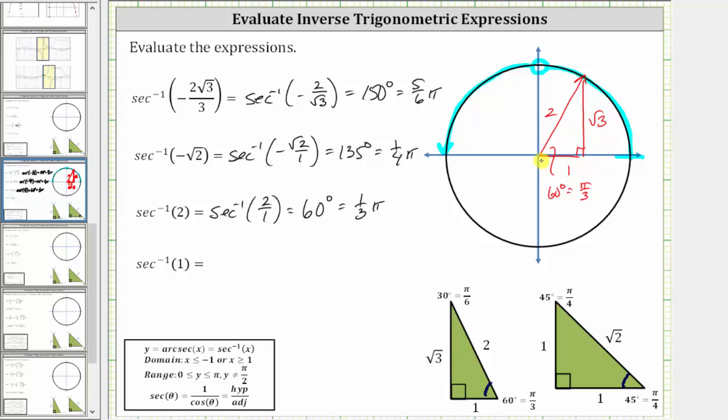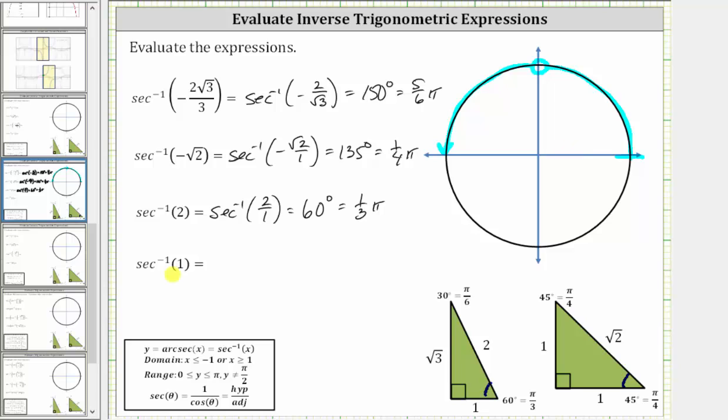Notice this reference triangle does give a secant function value of 2 divided by 1, and therefore the initial side is along the positive x-axis. The terminal side is along this ray. Rotating counterclockwise, notice how the angle we are looking for is the same as the reference angle of 60 degrees, or in radians, 1/3 pi radians.